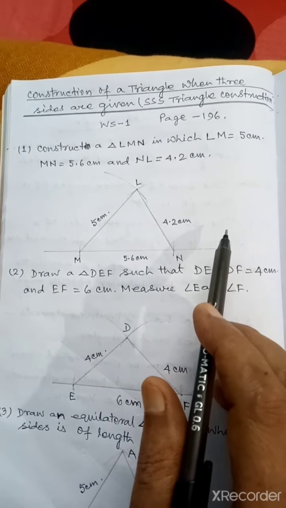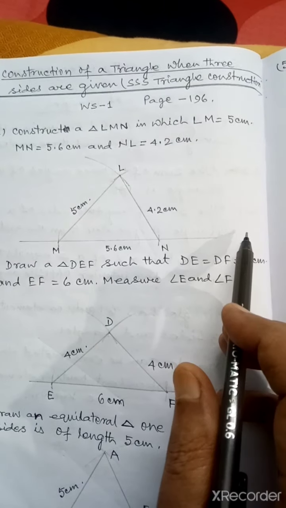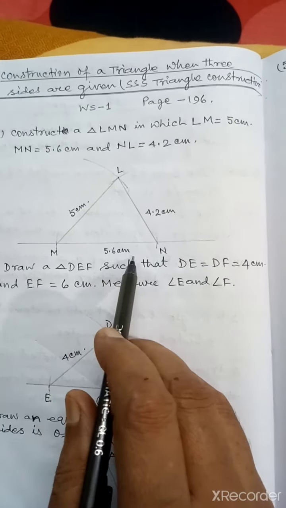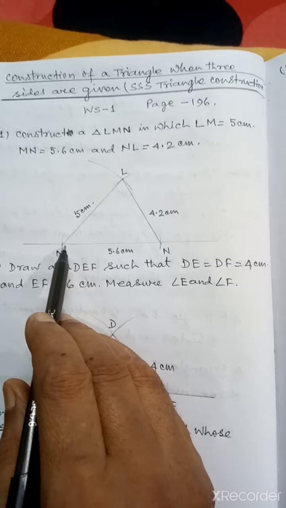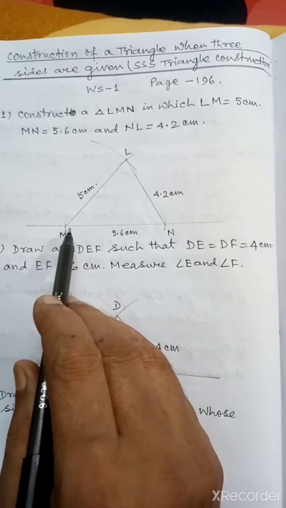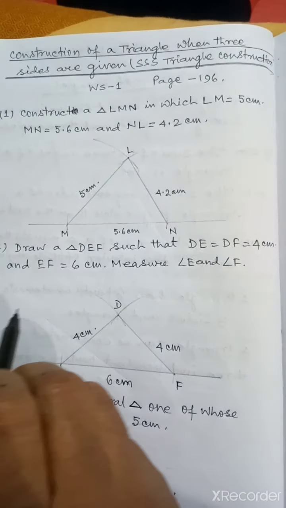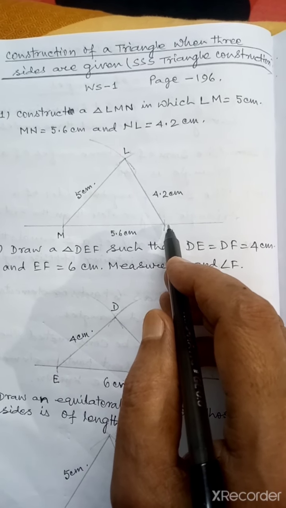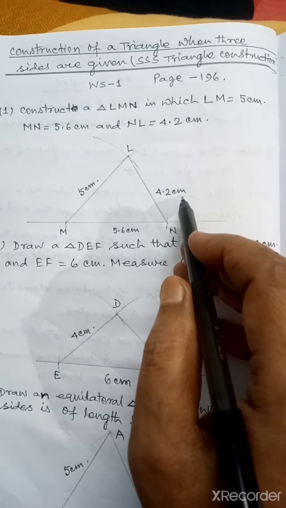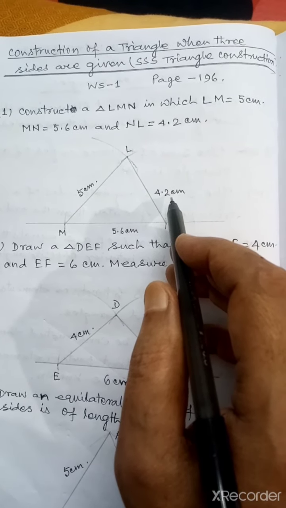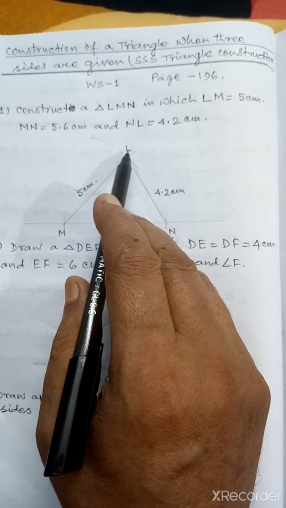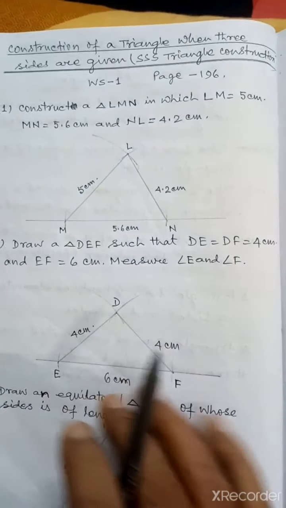Then construct the triangle. Now, draw a line and cut line segment MN equal to 5.6 centimeter. With M as a center and ML equal to 5 centimeter, draw an arc. With N as a center, draw an arc NL equal to 4.2 centimeter. This arc intersects the previous arc at the point L. Now join the points LM and LN.